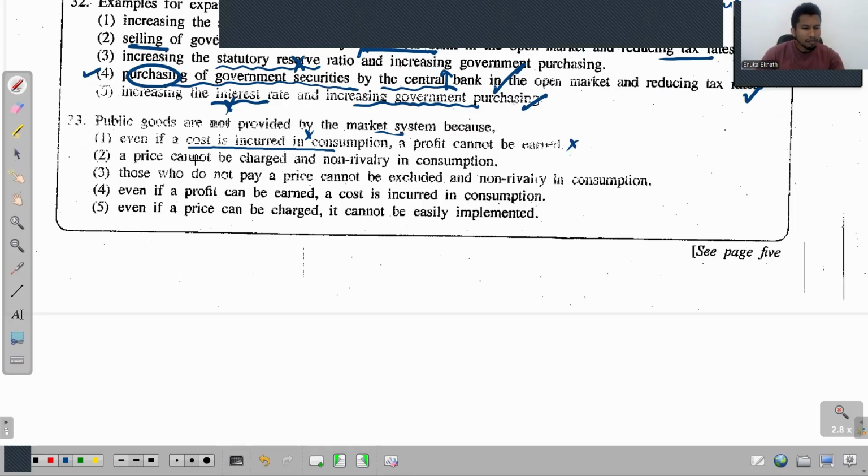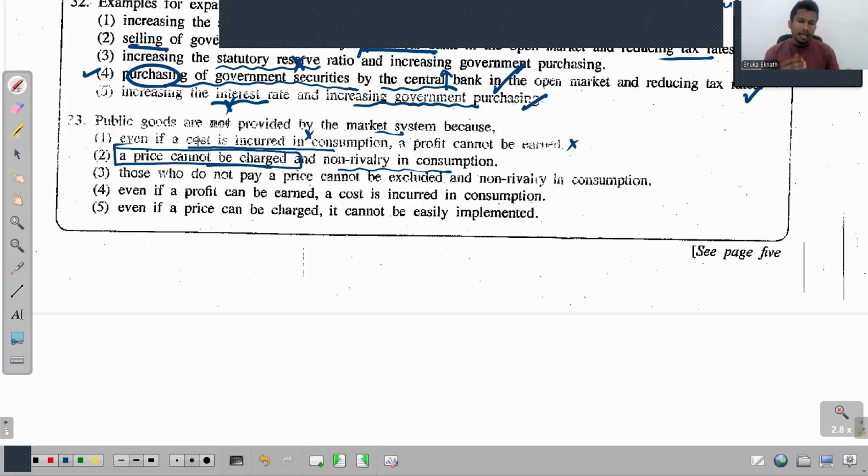Second one says, the price cannot be charged. Yes, the price cannot be charged, and non-rivalry in consumption. Now we have these two characteristics when it comes to public goods. The first one is non-excludability. The second one is non-rivalry. So you might think that non-excludability is the same as this, the price cannot be charged. No, those are two different things.